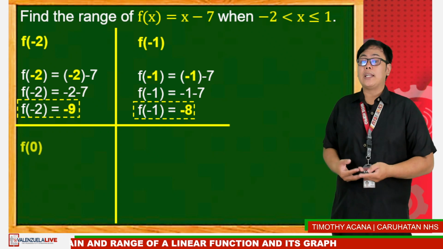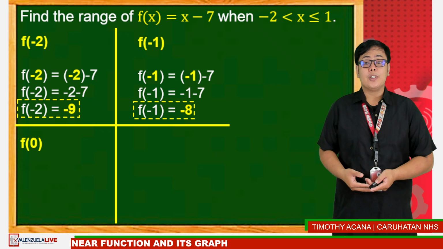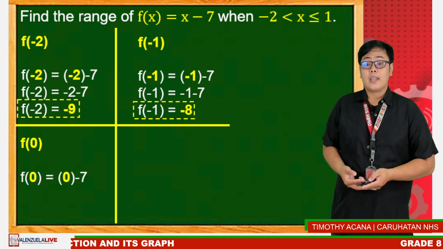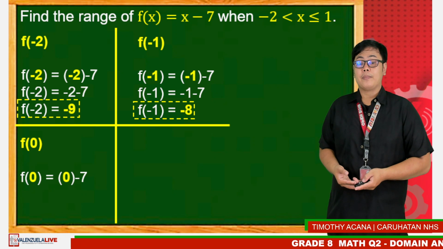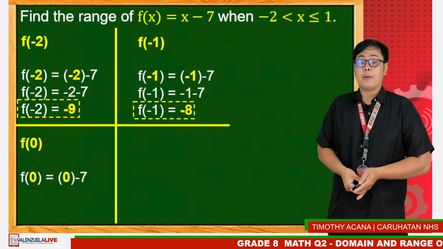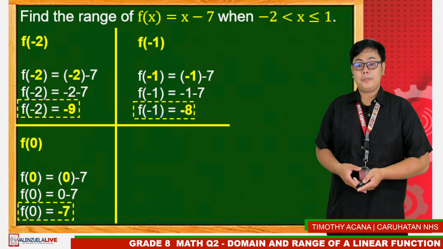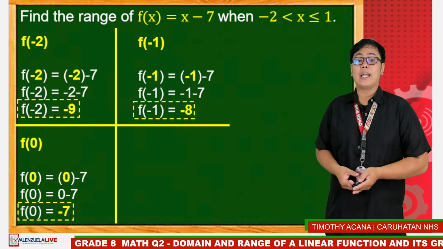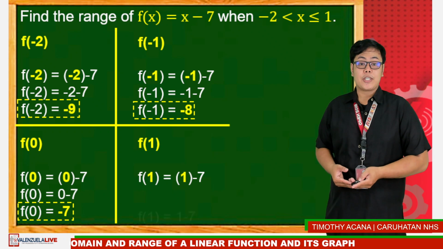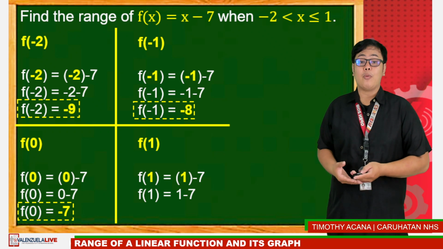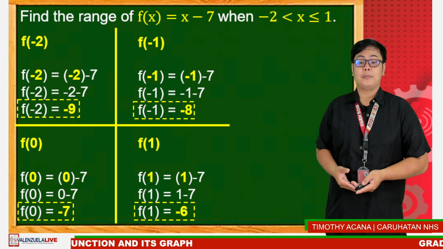Next, we evaluate at f of 0. F of 0 is equal to 0 minus 7. And 0 minus 7 is equal to negative 7. Therefore, f of 0 is equal to negative 7. Lastly, we evaluate at f of 1. F of 1 is equal to 1 minus 7, and 1 minus 7 is equal to negative 6. Therefore, f of 1 is equal to negative 6.